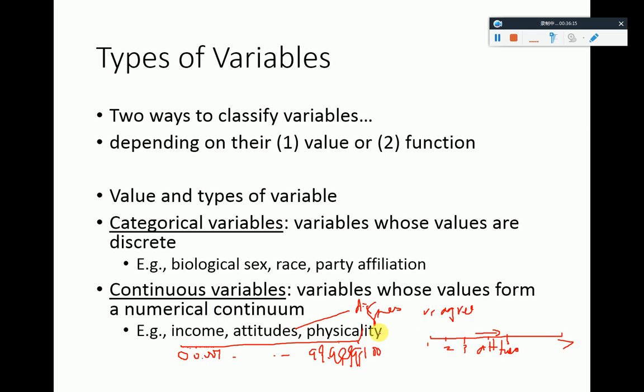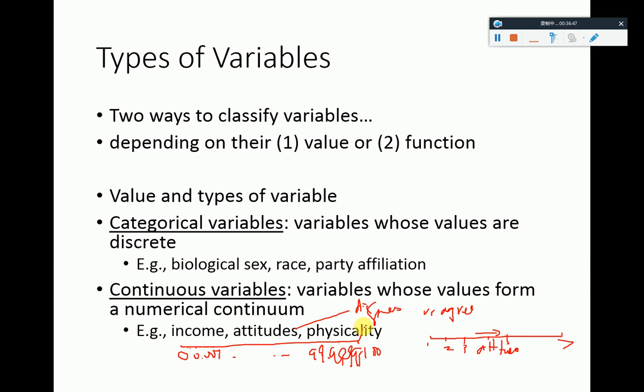Physicality is the same case, right? You can say, I think physicality is a categorical variable because you're either weak or strong. But other people might disagree with you. They say you can move from very, very weak to kind of weak to slightly weak to slightly strong and all the way to very, very, very strong. So in that sense, physicality is a continuous variable. It also works. It also makes sense, right?